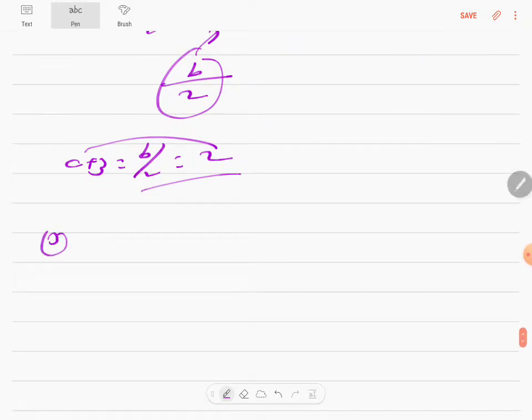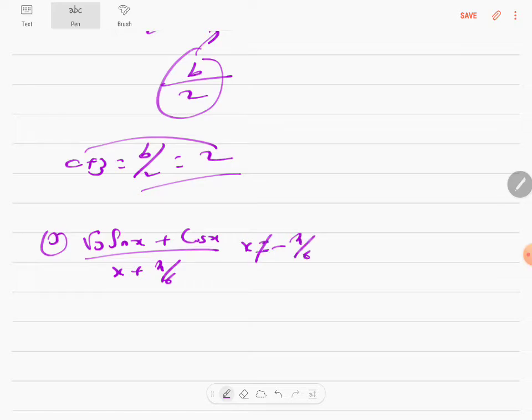The third sum in my PDF: root 3 sin x plus cos x by x plus pi by 6, where x is not equal to minus pi by 6, which means from the left of minus pi by 6 or right of minus pi by 6, only this formula you have to apply. No need to put h here because I am trying to convert this into sin theta by theta format. And I can easily do it, because there is a triplet here. When there is a triplet, you multiply and divide by 2.